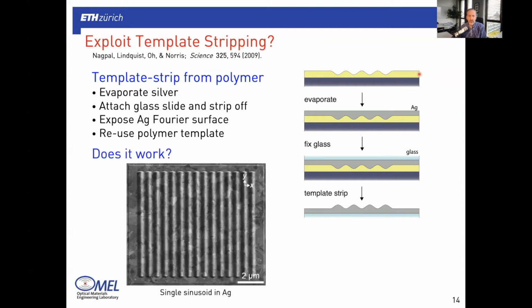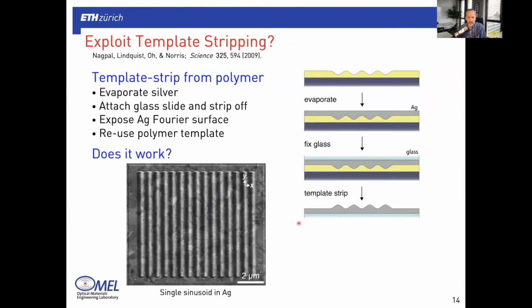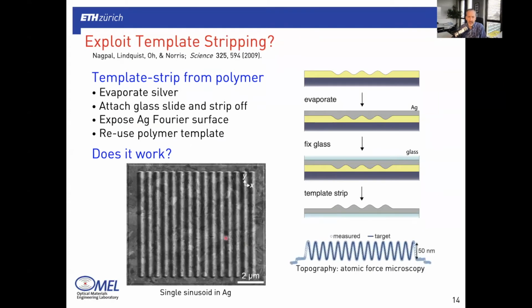It turns out it works extremely well. So here is that single sinusoid now replicated in silver. And blow this up, and you can see that there is some structure here, but this is the grain. These are the grains in the polycrystalline silver. Indeed, if you take a line scan using an atomic force microscope now of this structure, again, the measured topography in open circles here matches the targeted function in the solid line here extremely well.